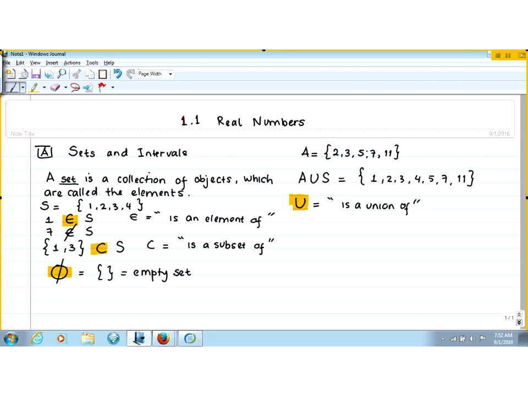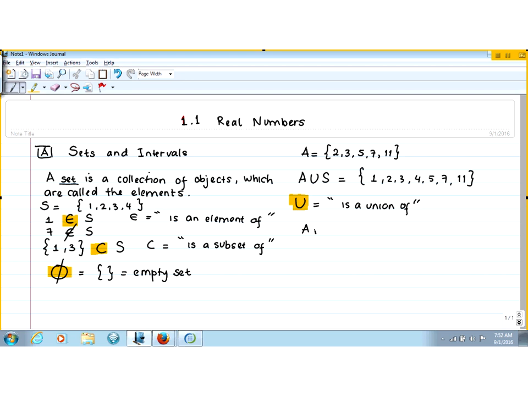So, you know, S has 2 and A has 2 also. So both S and A have 2 and 3, but I do not list 2 and 3 twice. Yeah? Okay. So A union S is {1, 2, 3, 4, 5, 7, 11}. Okay.